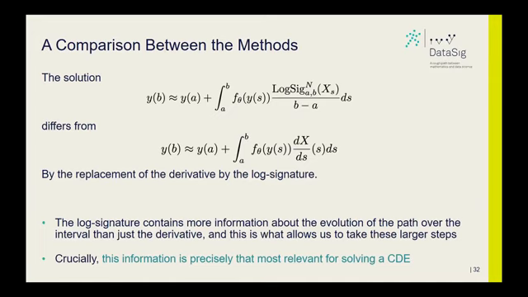And crucially, this information is what's most important for solving these CDE equations. So this is precisely what it is. The signature comes out of looking at how you solve these CDE equations and extracting the information that is most relevant to the solution.